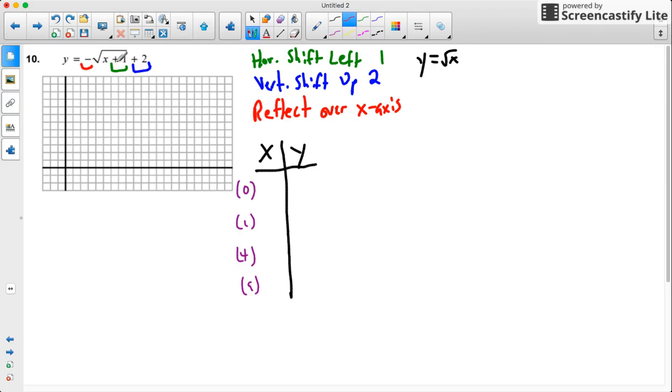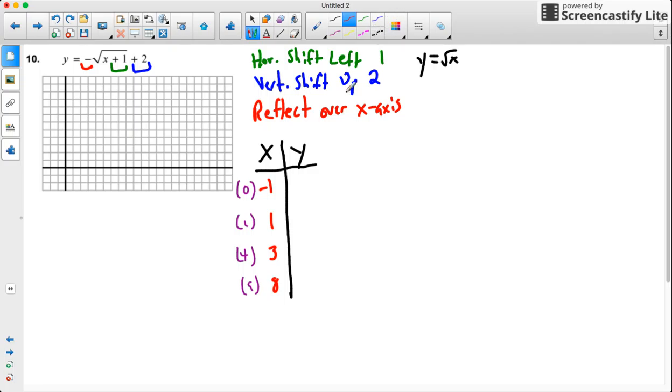If I plug in a negative 1 for x, I'm going to get a 0. If I plug in a 0 for x, this whole thing will equal 1. If I want it to equal 4, I would have to plug in a 3 for x. And finally, if I want this whole radical to equal 9, I would plug in an 8. And that holds up with our shift left of 1. I've moved this from 0 to negative 1.